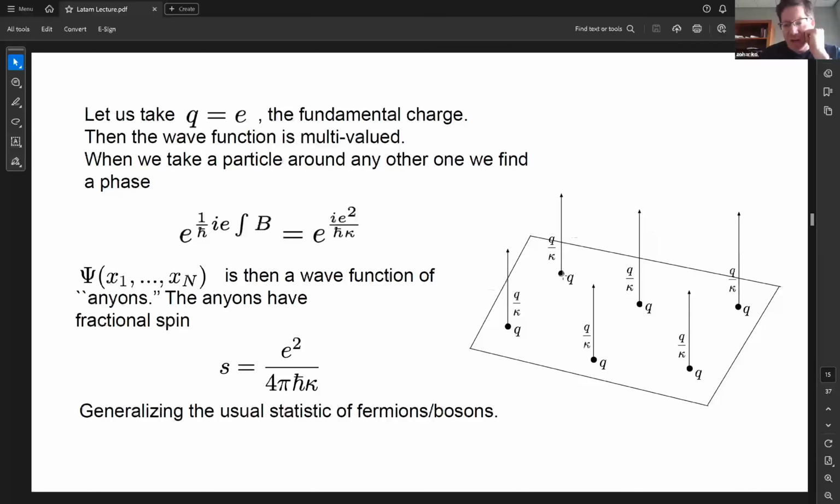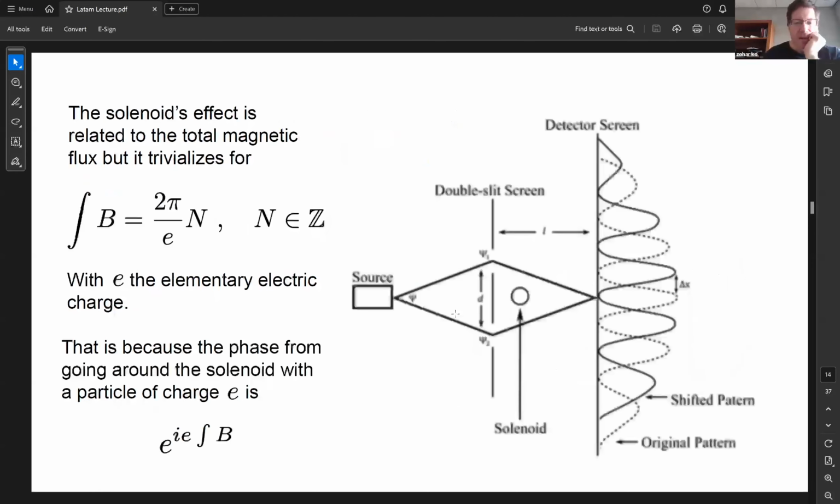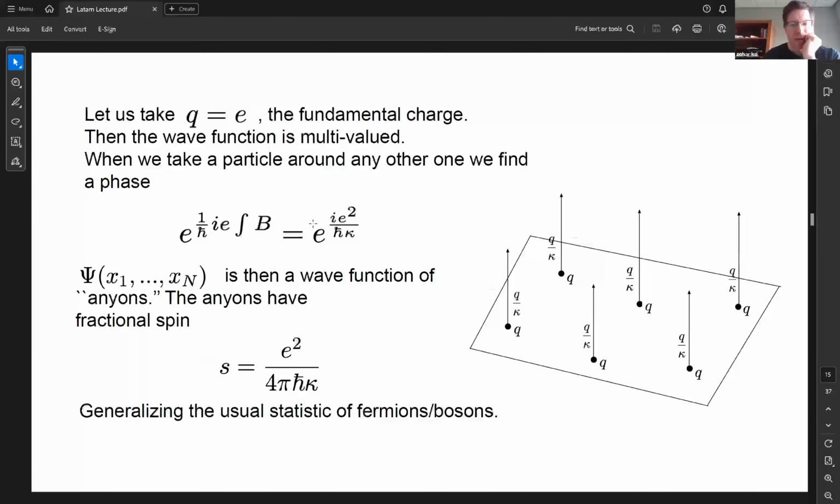So this is like taking a charged particle around a solenoid. And we use the fact that when we take something around a solenoid, it leads to a phase. And the phase is the exponential of i e times the total magnetic flux divided by h bar. So then we plug in the total magnetic flux that's carried by each of these solenoids, and we get a phase. So I hope this is sufficient as an explanation of why the wave function is multi-valued. I'm not sure it's sufficient, but I just repeated what I said.